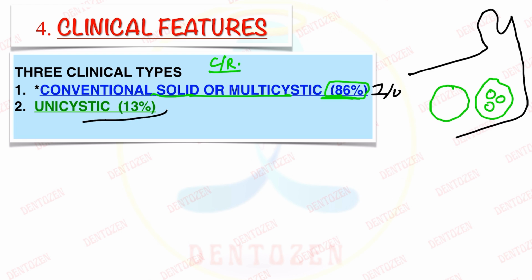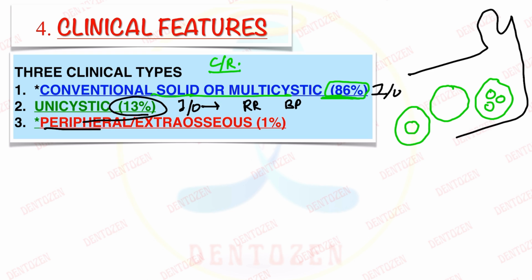Second is the unicystic, which comprises 13% of the cases. As the word says, it grows as a single cystic cavity. Now this one is also intraosseous, that is growing within the bones. But this is different from the solid type because its recurrence rate is less and it has a better prognosis.